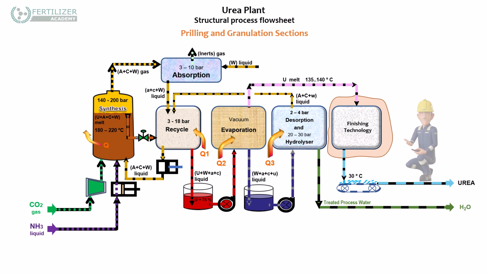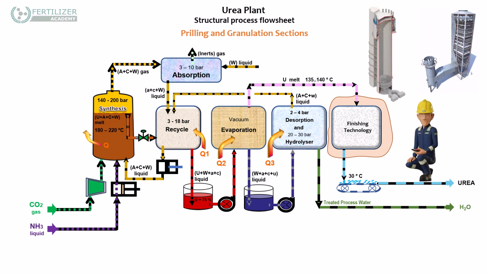Lesson 8. Prilling and granulation sections. This lesson covers the prilling and granulation sections of a urea plant, where the molten urea is converted into solid product. The basic process principles, main equipment, and differences between prilling and granulation are introduced.